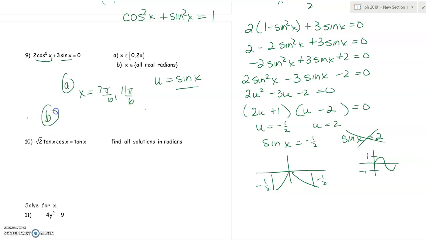And then for part B, if I'm asking you to find all solutions in radians, you could say 7 pi over 6 plus 2 pi k and 11 pi over 6 plus 2 pi k, where k is an integer.